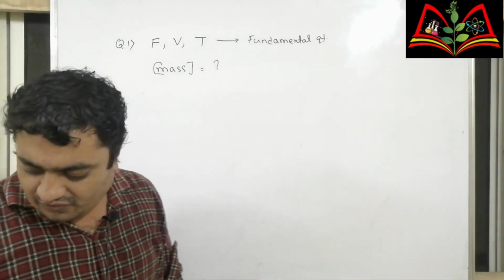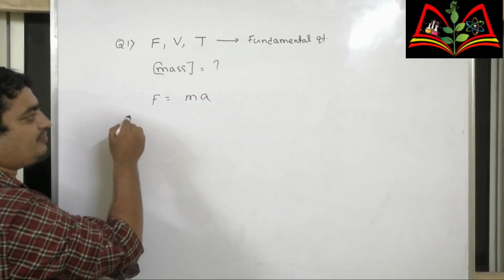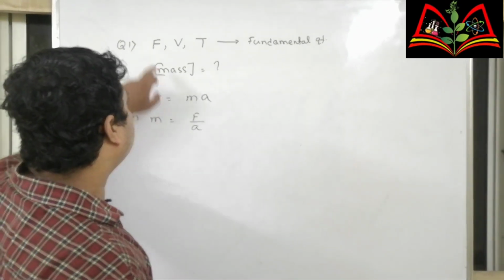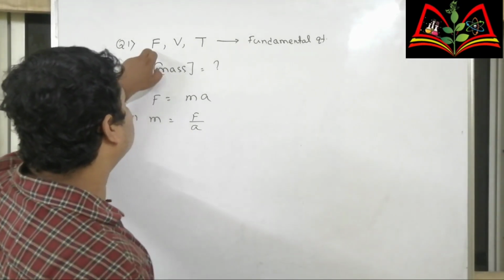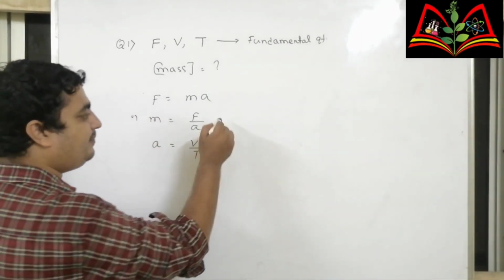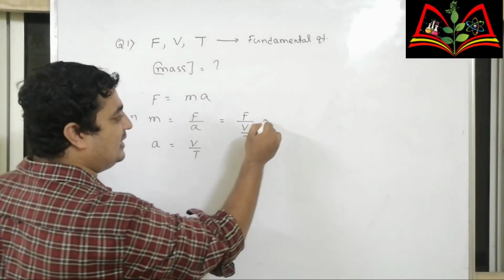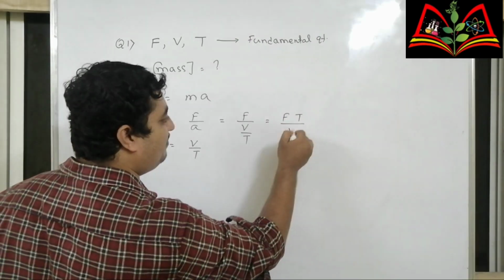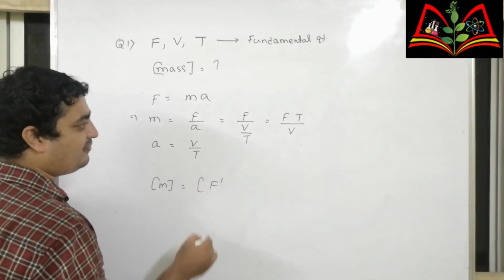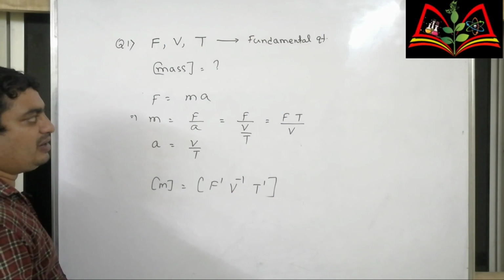For example, we know that force equal to mass into acceleration. So mass equal to force by acceleration. But here acceleration is not given. So we have to define acceleration equal to v by t. That means mass becomes f by v by t. That is equal to ft by v. So we can write the dimension of mass as f to the power 1, v to the power minus 1, t to the power 1.